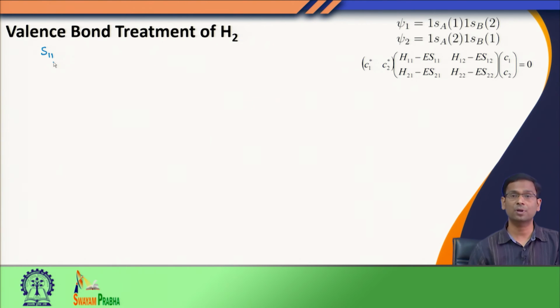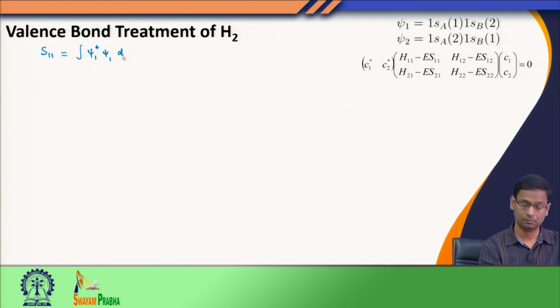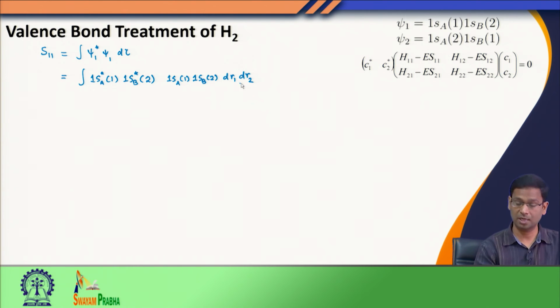In particular, we will first discuss S11. If you remember, S11 is the overlap integral of psi 1 with itself. Psi 1 is given by this expression, and now I have to evaluate this integral. So, let us try to do that. So, this is my psi 1 star, and then psi 1 will be simply the function without the complex conjugate, and I have to integrate over dr1 and dr2. r1 is the coordinate corresponding to electron 1 and r2 is the coordinate corresponding to electron 2. So, I am integrating it over all electron space.